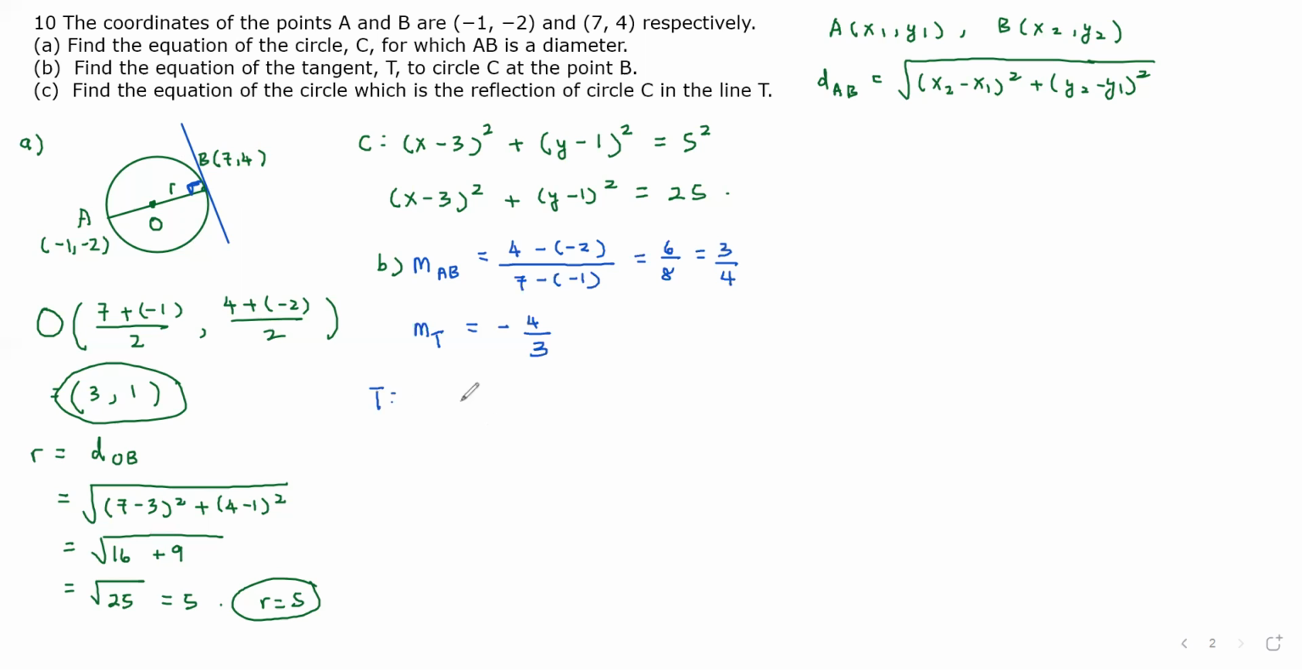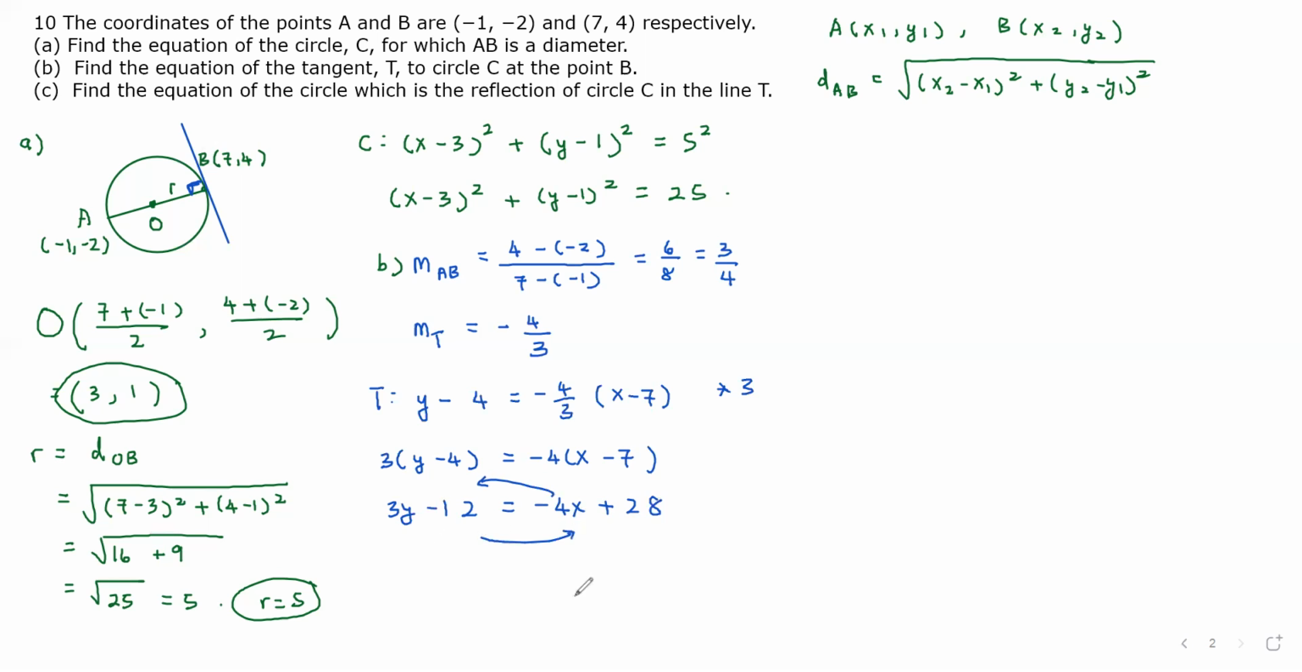Then the equation of the tangent is y minus 4 equals negative 4 over 3 times x minus 7 here. To make your life easy, you can multiply throughout by 3. When you multiply throughout by 3, you have 3 times y minus 4 equals negative 4 times x minus 7. So that 3y minus 12 is negative 4x plus 28. You can move the 4x over and 12 as well. So that 3y plus 4x equals 28 plus 12, that would give you 40. And that is the equation of the tangent.